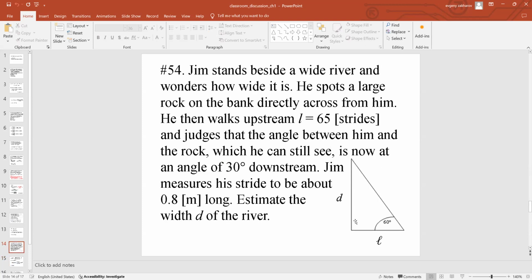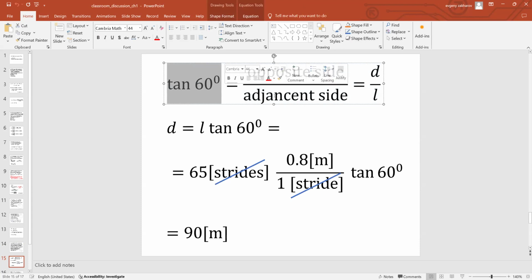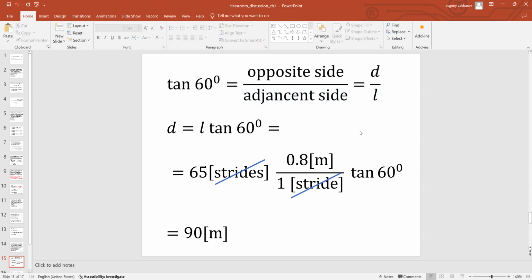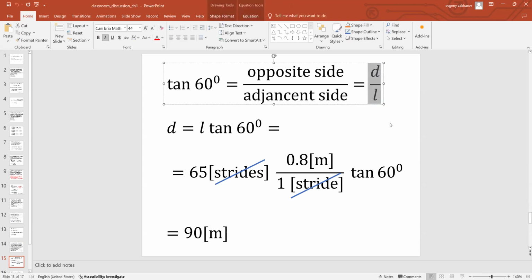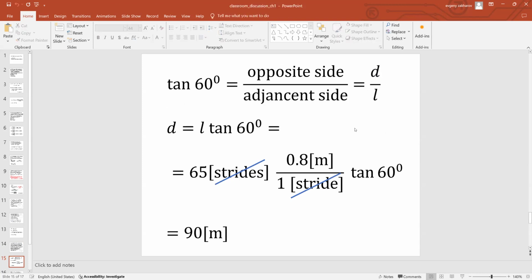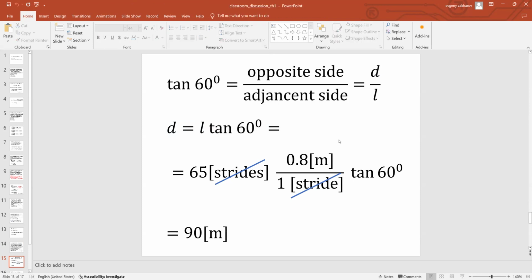So first of all, how do you solve for D? It's basic trigonometry. You have two sides. You don't have the hypotenuse, so the function is tangent. Tangent is opposite over adjacent. Opposite to 60 degrees is D. Adjacent is L. So it's D over L. And if D is unknown, then you solve for D. You multiply both sides by L. And you got L tangent 60 degrees as your answer.